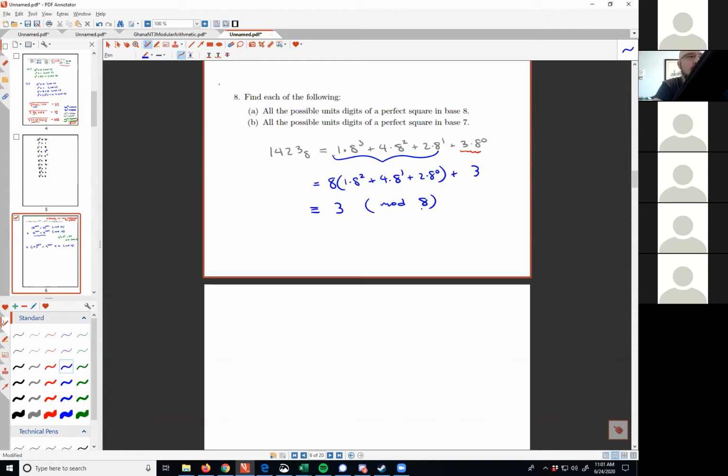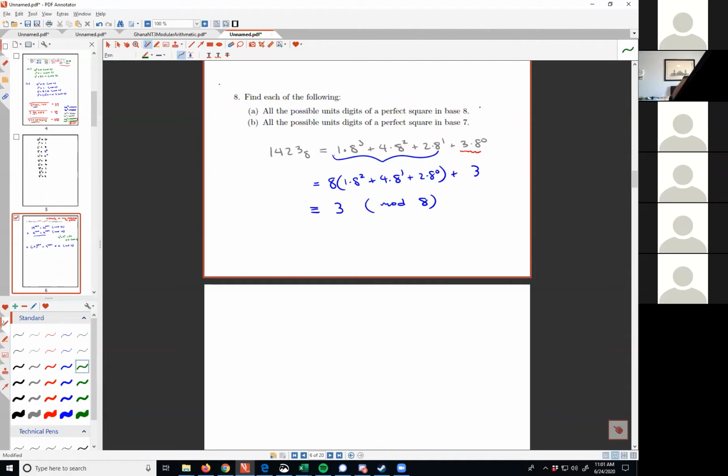So what are all the units digits of perfect squares in base 8? So shouldn't it be 0 through 7? It's not 0 through 7. Perfect squares cannot have a units digit of 2 in base 8, for instance. Is it 0, 1, and 4? That's right, Salarm. How come?